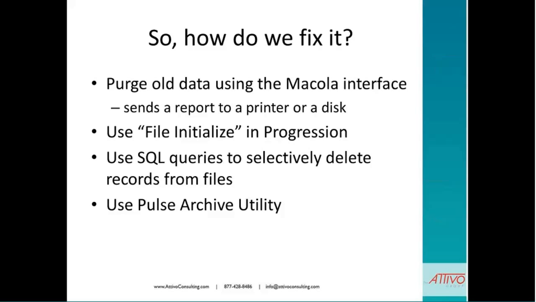When you're creating a purchase order, you have to print the purchase order, period. And it has to go to a printer. We also want to use the file initialization and progression. That as well is a way of handling getting rid of the data. But when you initialize a file in progression, you don't get a chance to select what data you want to get rid of. It cleans up that entire file.